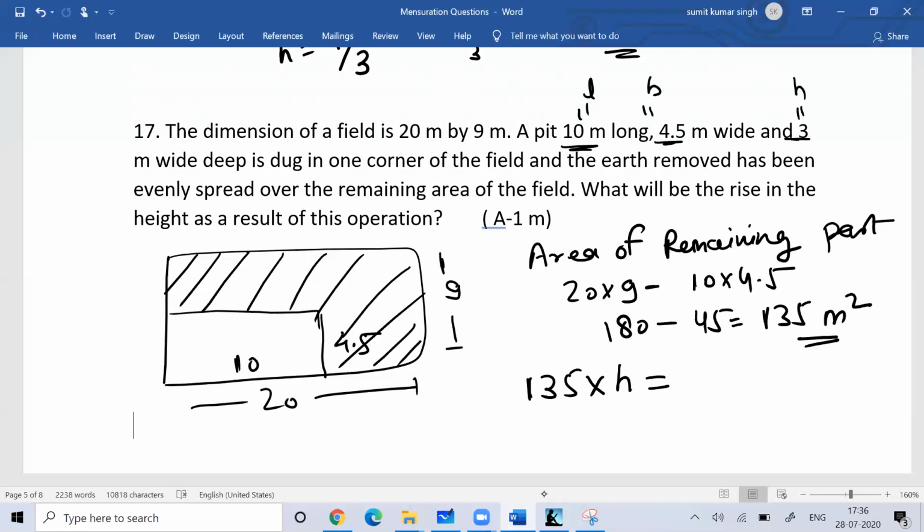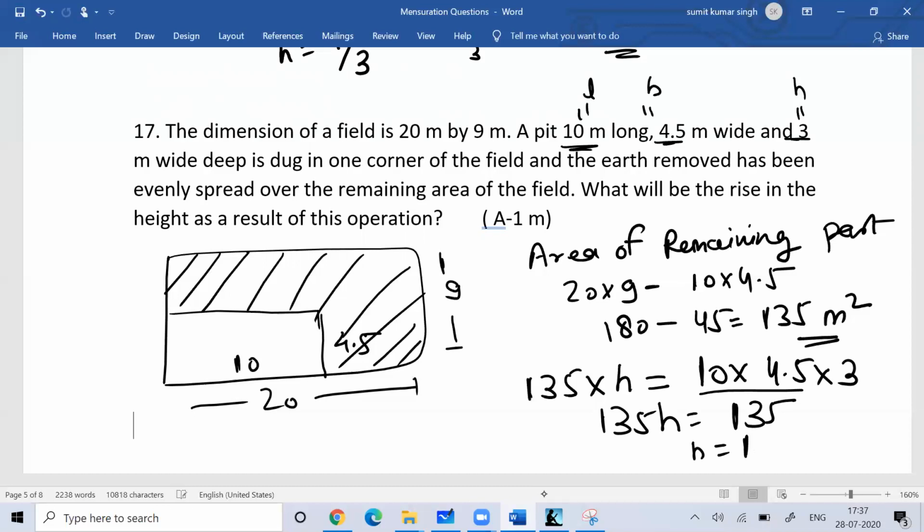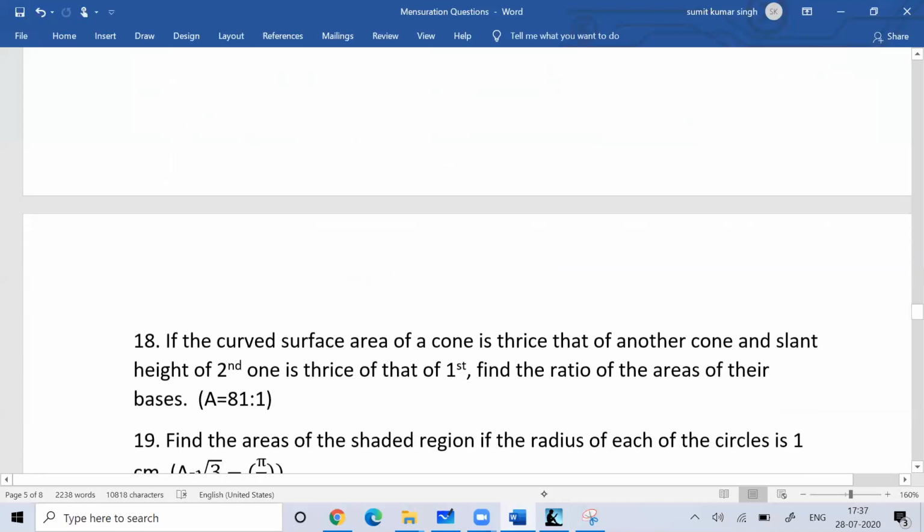You understand? So this homework we are doing on land. The previous question we did in water. In water it was very easy because the water was displacing. It was fluid, so we can easily connect with that fluid. But you can understand the same thing here with the case of soil. So this is equal to the volume which you created, which is 10 into 4.5 into 3. So I can write 135 h is equal to 45 into 3, 135. So the height which you'll create is 1 meter. Fine. Now you can see the next question.